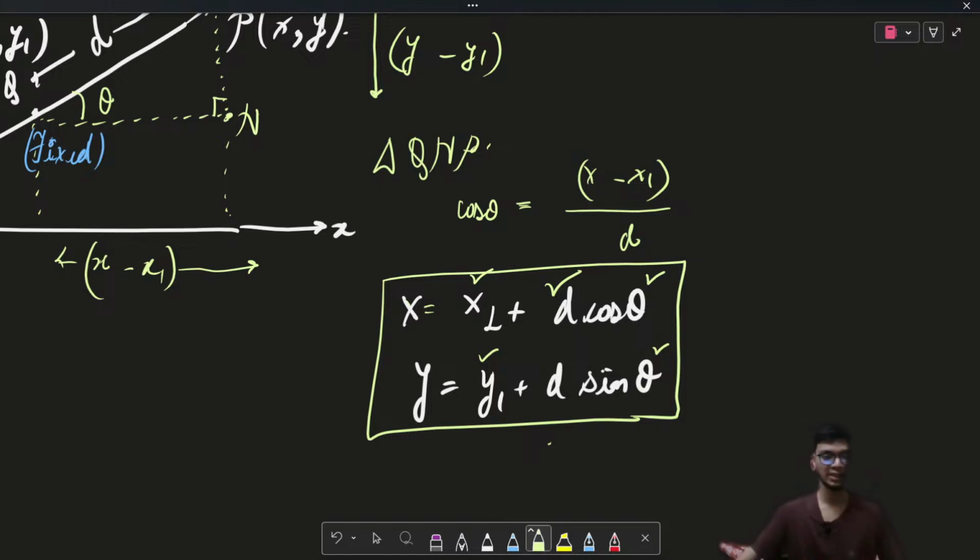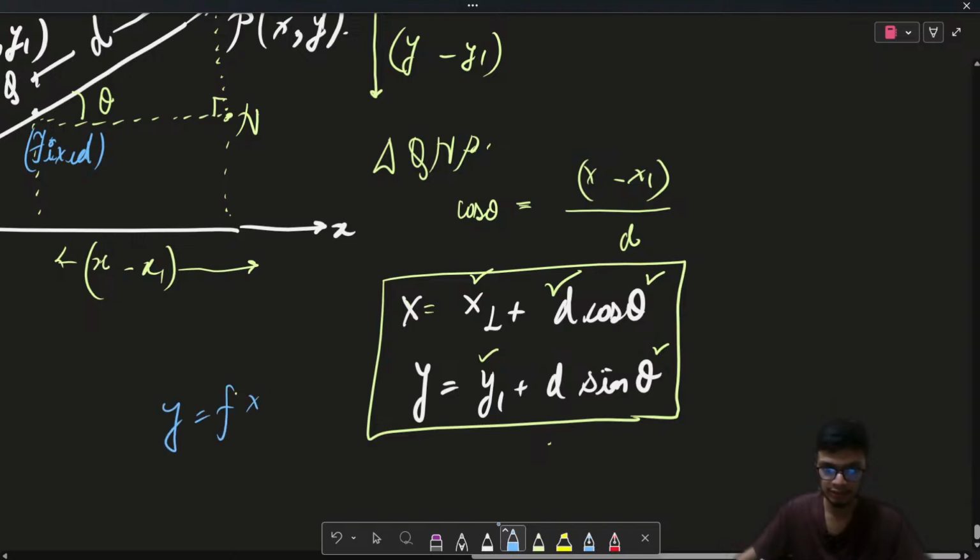Let us say I have a simple function y is equal to f of x. So here what I explain by parameter is that, let us say I have some function y is equal to f of x, right? And let us say f of x is also a function of some parameter theta, and y is also a function of some parameter theta.